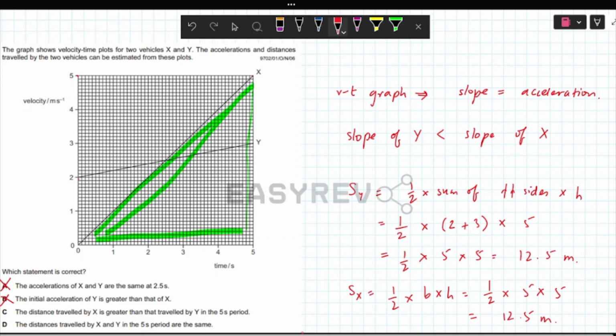So if we go back to option C, it says that the distance traveled by x is greater than that traveled by y. But in fact, they're actually the same. So C automatically is incorrect, and if we check D, the distances traveled by x and y in the 5-second period are the same. That is in fact the truth. So here the answer is D. Hope you got the right answer.